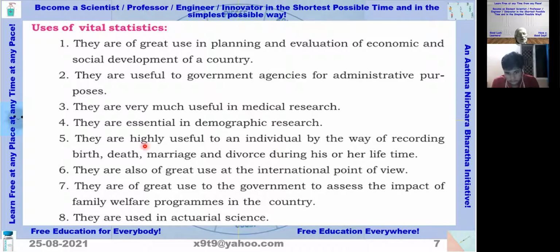So for an individual it is useful, because if these things are there in the form of records, people can recognize them: date of birth, date of death, of course, and marriage, divorce, etc. Internationally, how it is useful is which country has got more population, less population, things like that. What is the measurement? Those things will be useful.